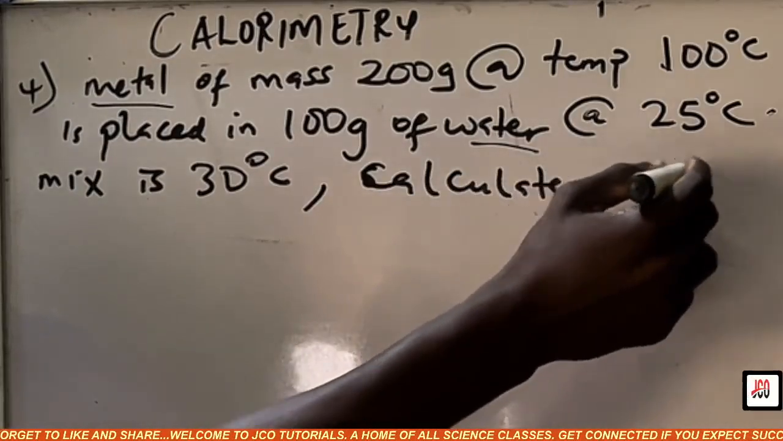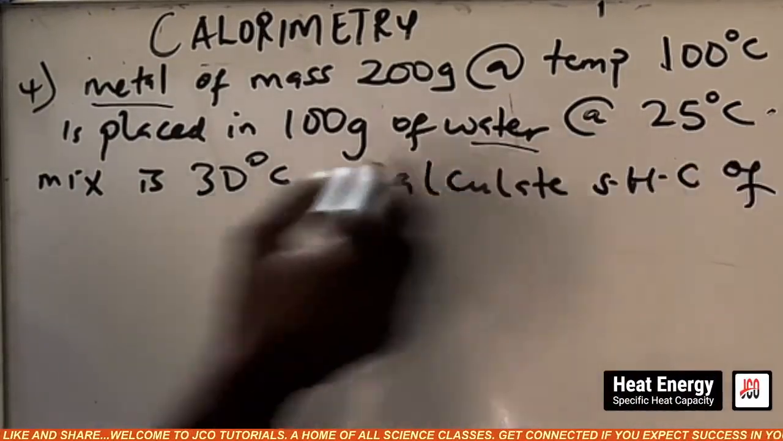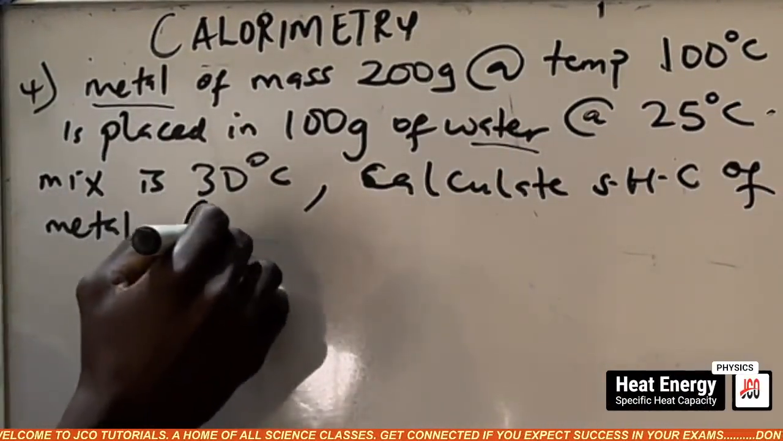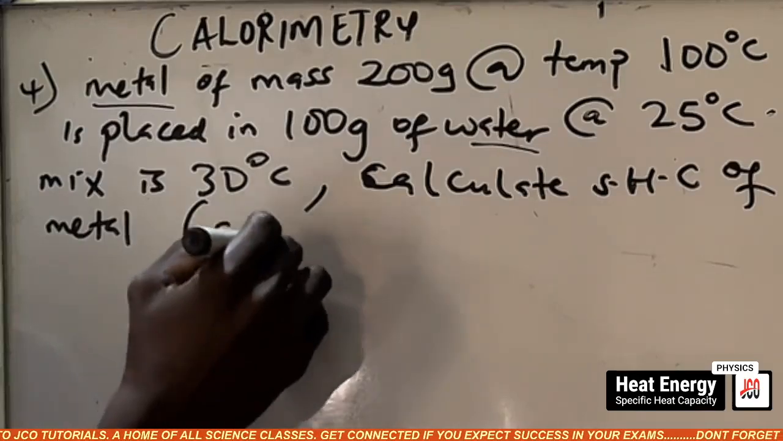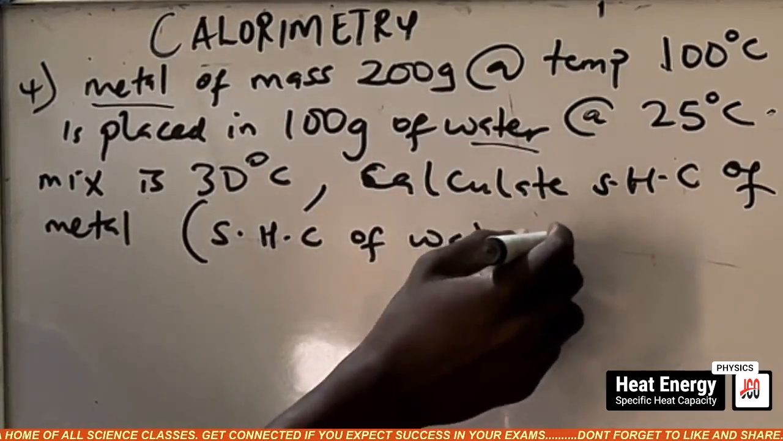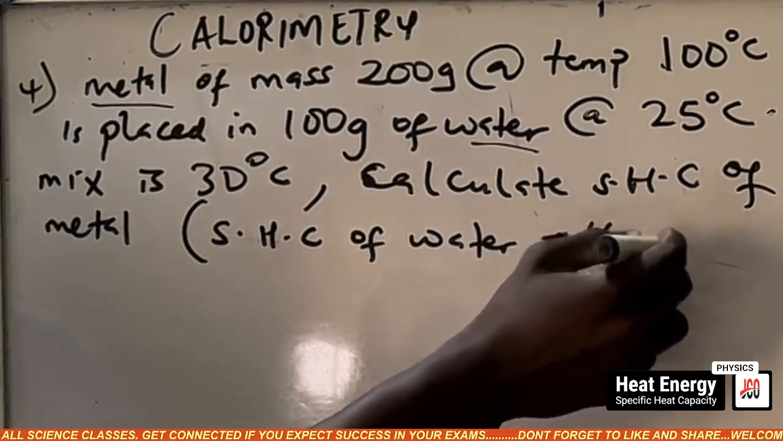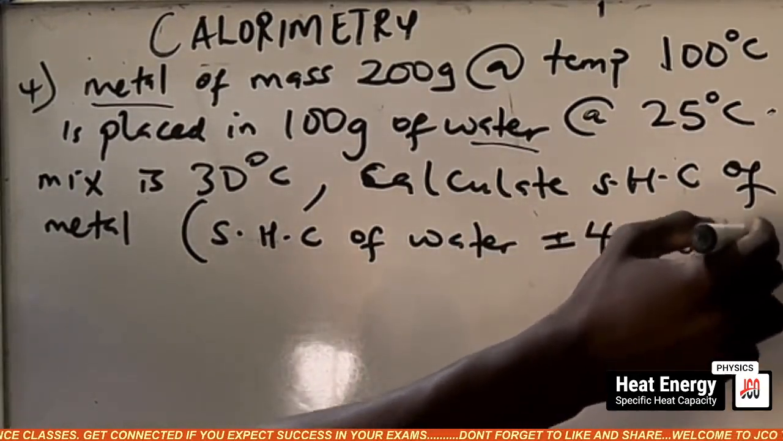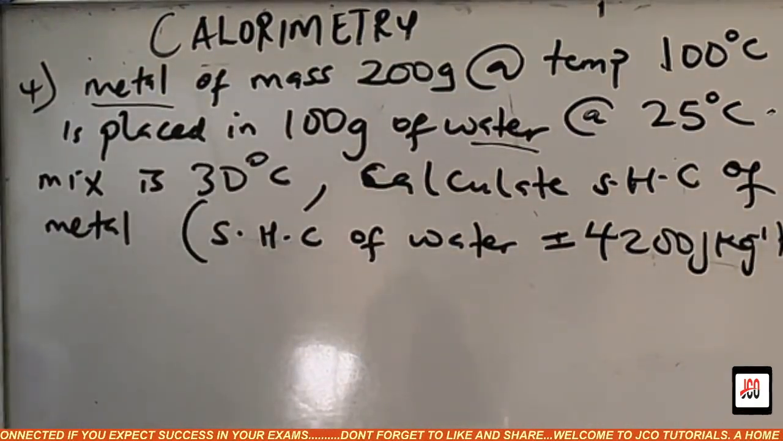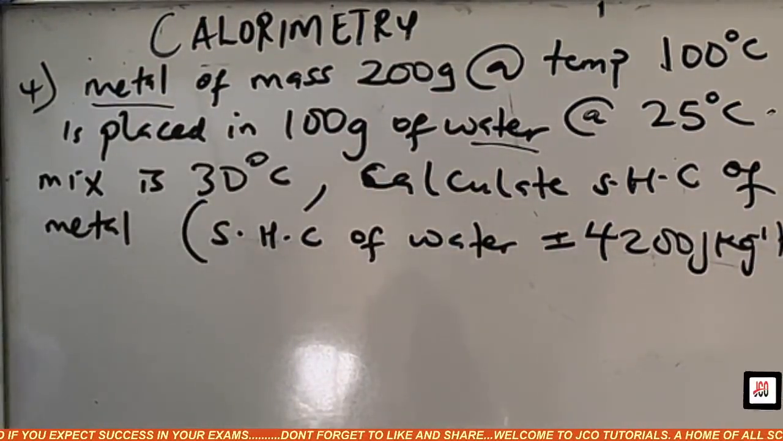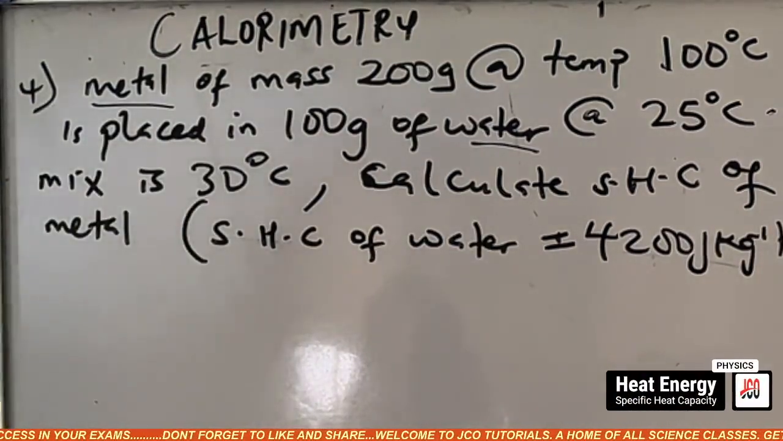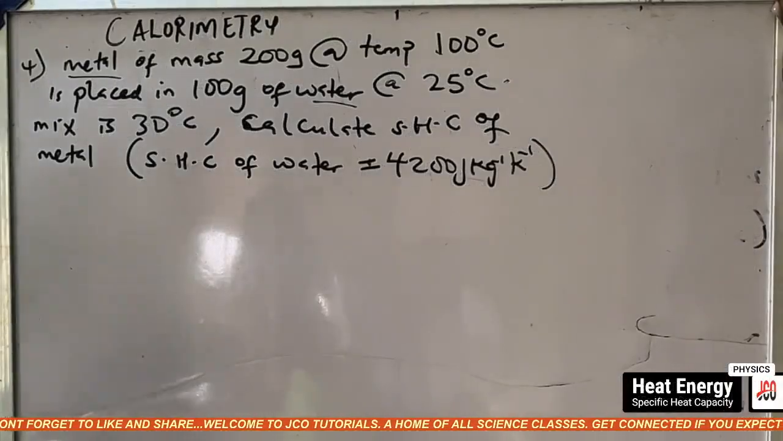the specific heat capacity of what? Metal. We're looking for the specific heat capacity of the metal. Then we are given in our bracket that the SHC of water is 4,200 joules per kilogram per Kelvin. So in this case now there are two substances. One is metal, the other one is what? Water. So watch it very closely.